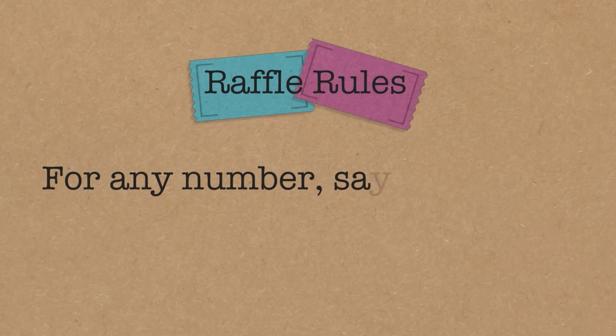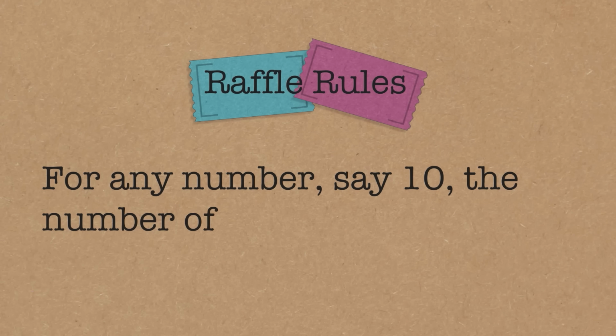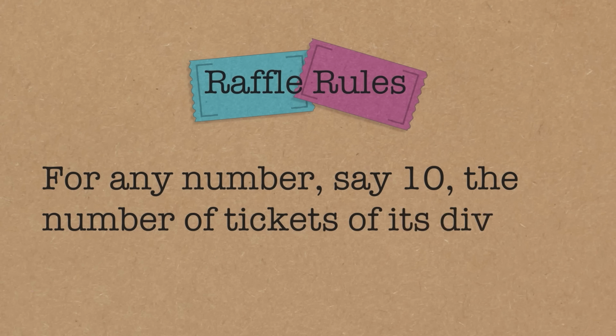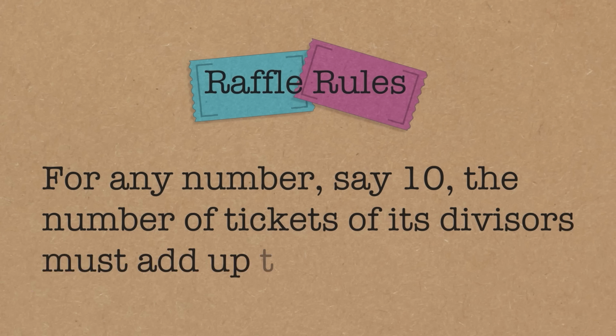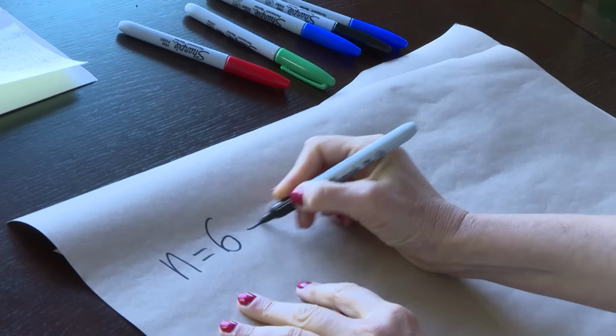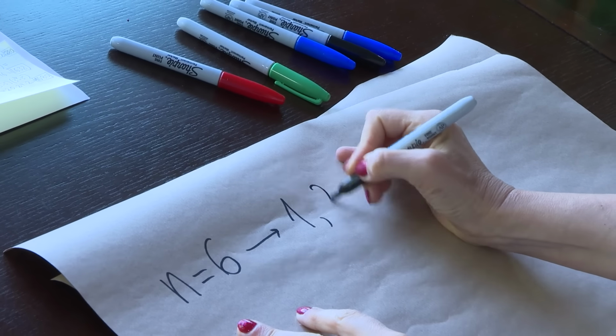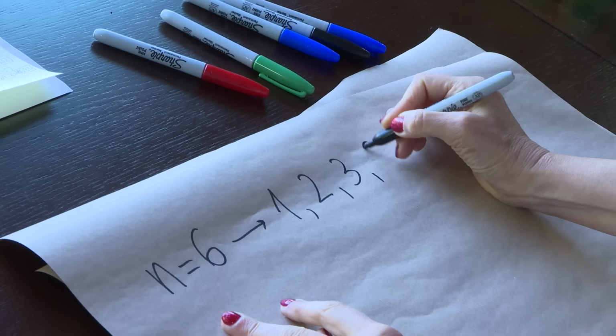For any number, let's say 10, if I put together all the tickets of the divisors of 10 and count them, that will be exactly 10. I take 6, the divisors of 6, put all of their tickets together, count them, it is going to be 6. So let me demonstrate. What are the divisors of 6? They are 1, 2, 3, and 6 itself.